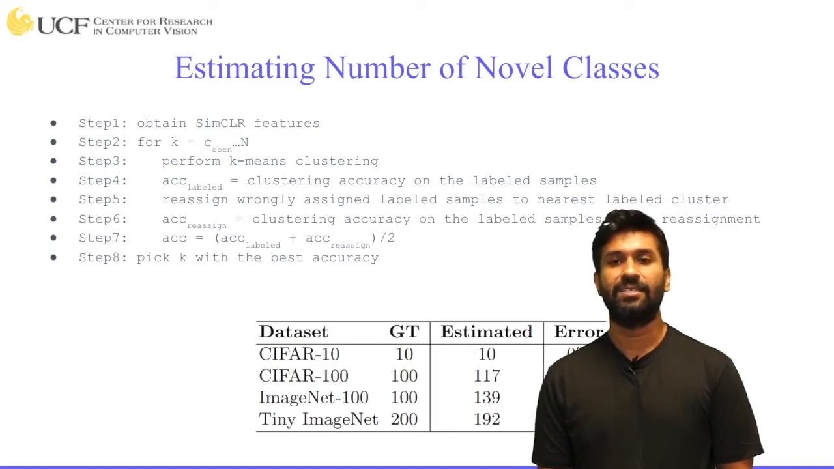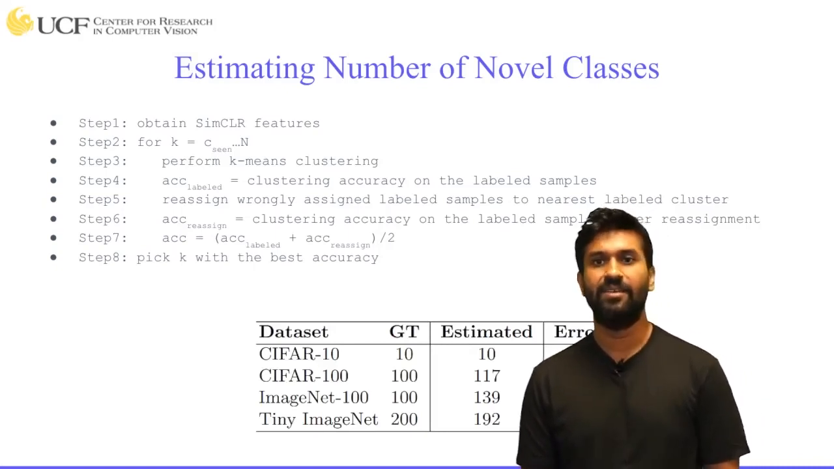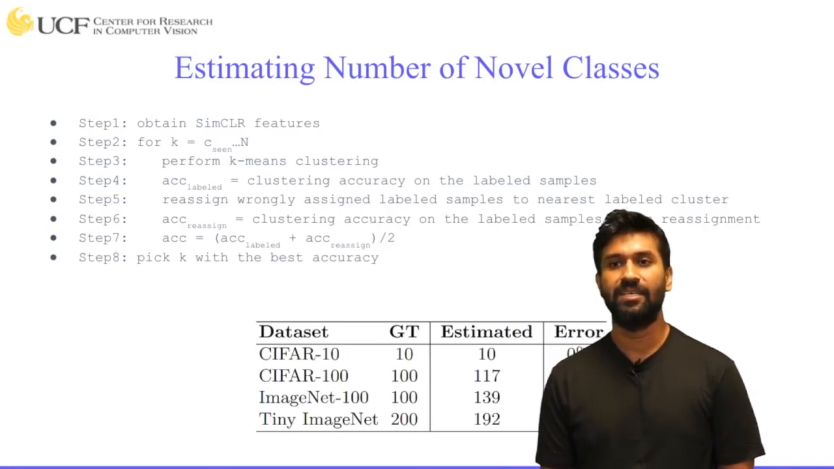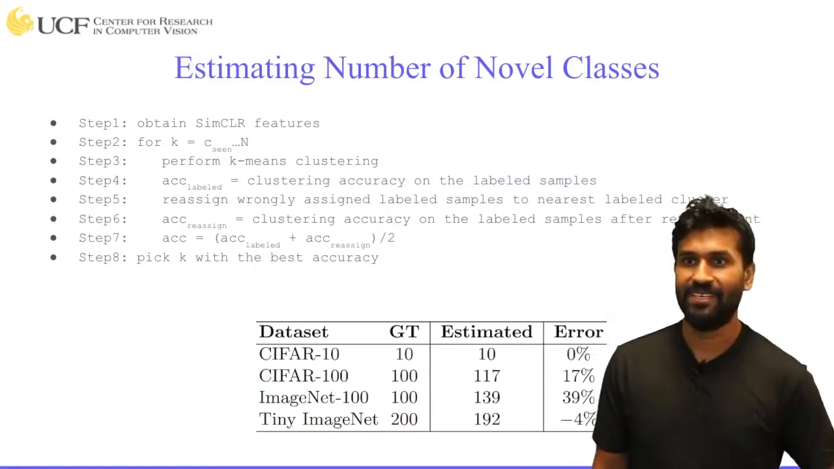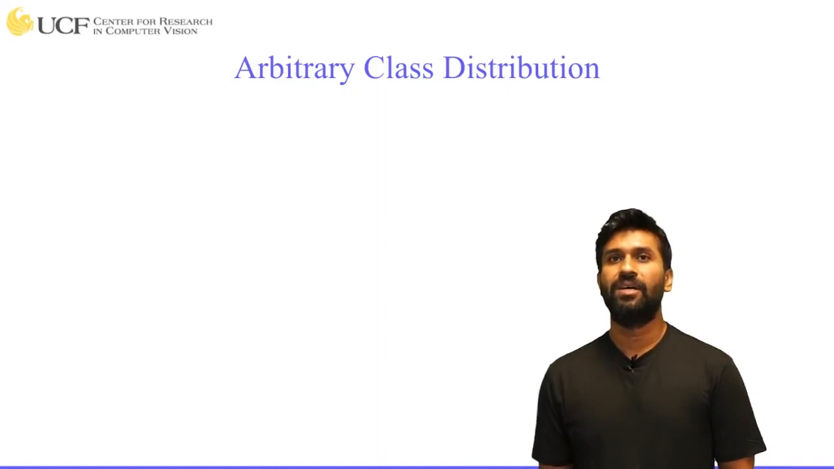Now, if we look at the result, we see that on these 4 datasets, CIFAR-10, CIFAR-100, ImageNet-100, and Tiny ImageNet, our total number of class estimation is reasonable. But can our method work in a situation where we don't have that information?